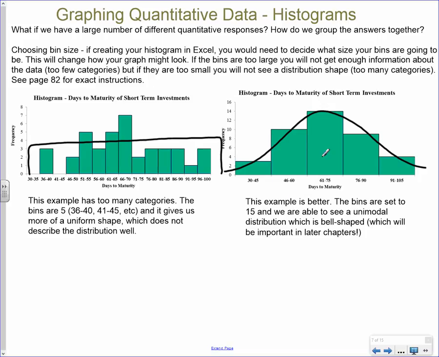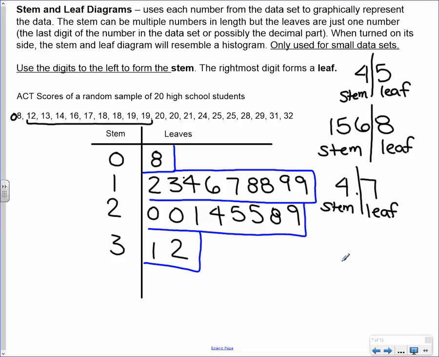These two graphs are actually showing the same data. This graph doesn't give us a whole lot of information because all the bars are very similar in height. This one, though, gives us a lot more information. We can see right away that most of these short-term investments mature between 61 and 75 days. We see that very few mature in 30 to 45 days or 91 to 105 days. So that just gives us a better idea about these short-term investments.